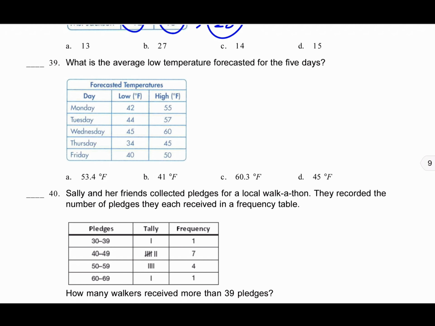Next question. What is the average low temperature forecasted for the 5 days? The low temperatures here are 42 plus 44 plus 45 plus 34 plus 40, which has a total of 205, divided by how many? 1, 2, 3, 4, 5. So it would be 41. So the answer is 41 degrees, which is B.